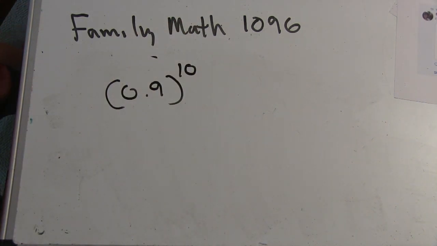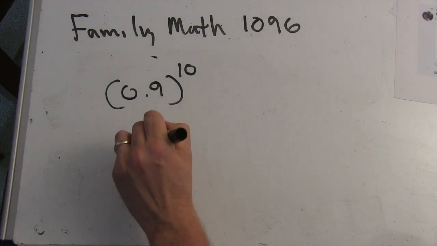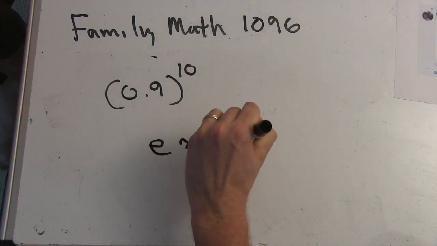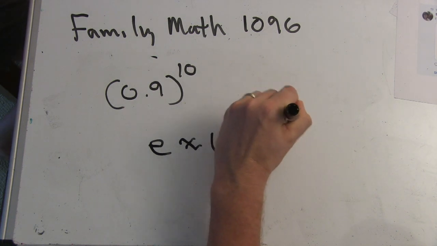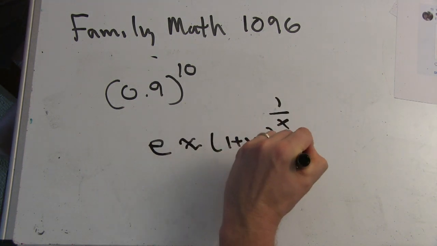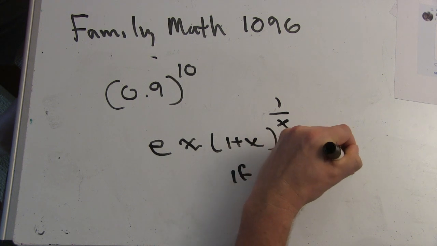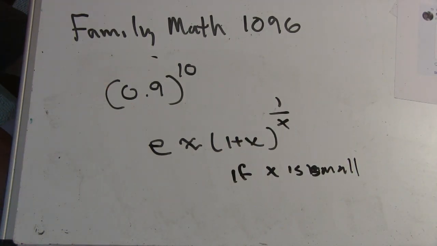And let's see if we can connect this up with e. So what did we learn about e in the last video? I could say that e is approximately 1 plus x to the 1 over x. Okay, so we learned e was approximately 1 plus x to the 1 over x if x is small. So maybe, could we say x is negative 0.1 here? Well, the absolute value of x is small, but still.